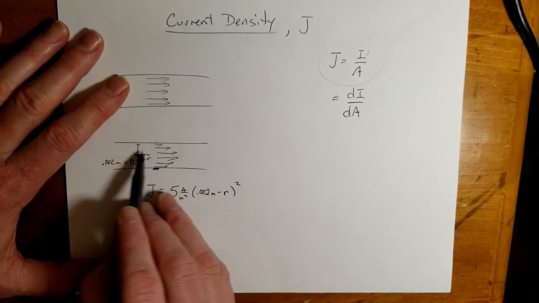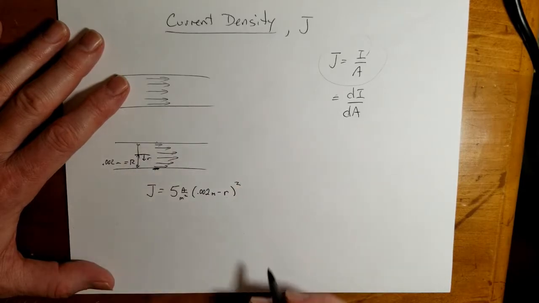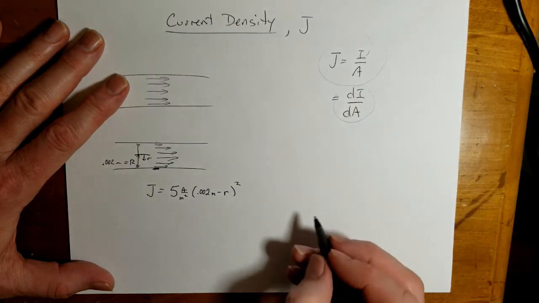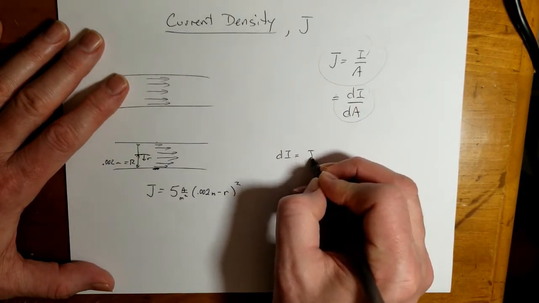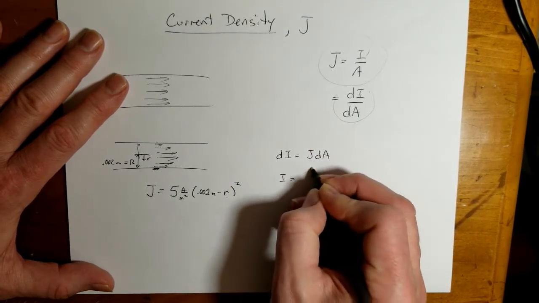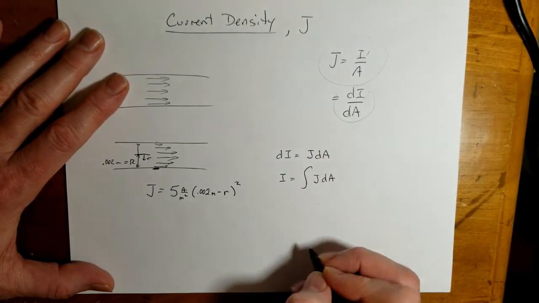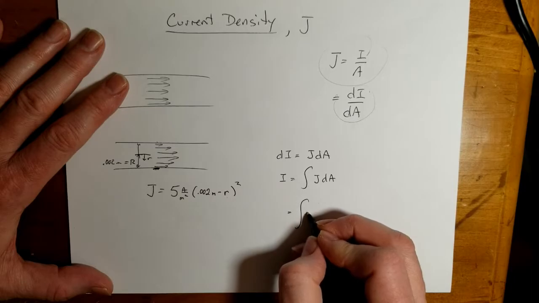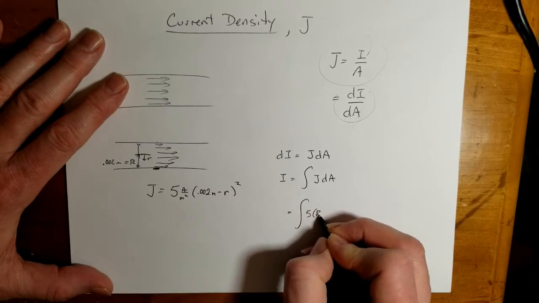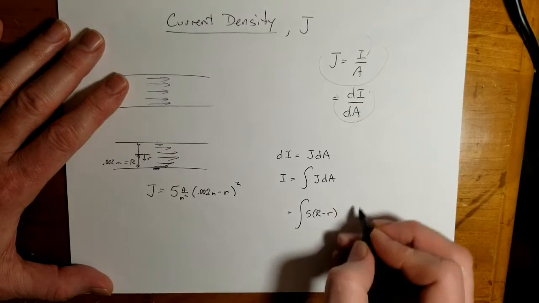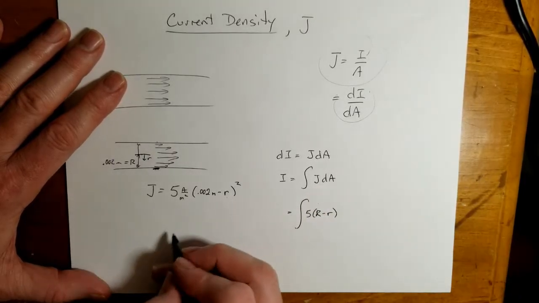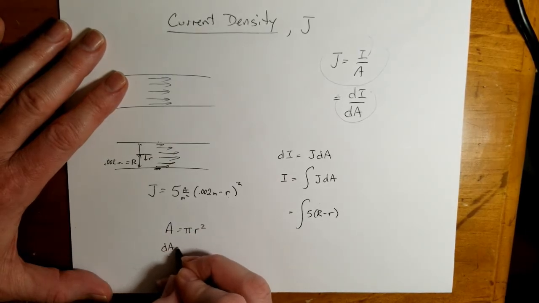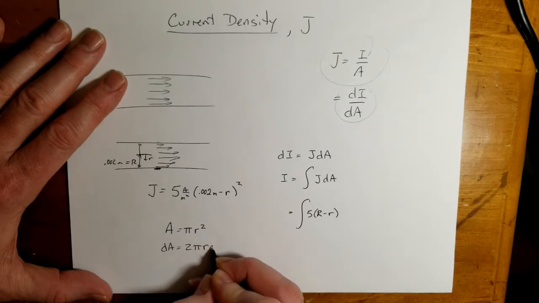But I want to figure out what is the total current flowing through the wire at this particular point. It's not a uniform current density, so this is what we're working with right here. So di is equal to j dA, or my current is equal to the integral of j dA. Well, j we have a formula for, so that's the integral of 5 times, I'm just going to put big R for right now, the R, times dA. Well, I know that area is pi r squared, and so dA is equal to 2 pi r dr.